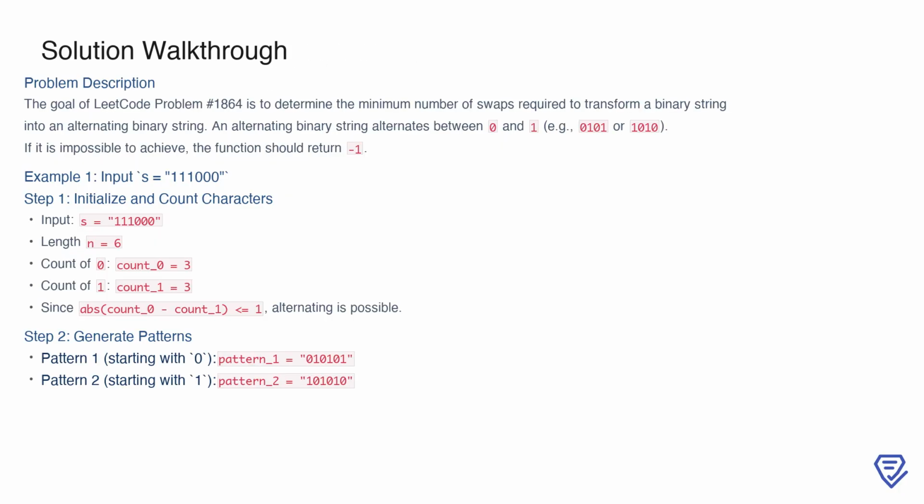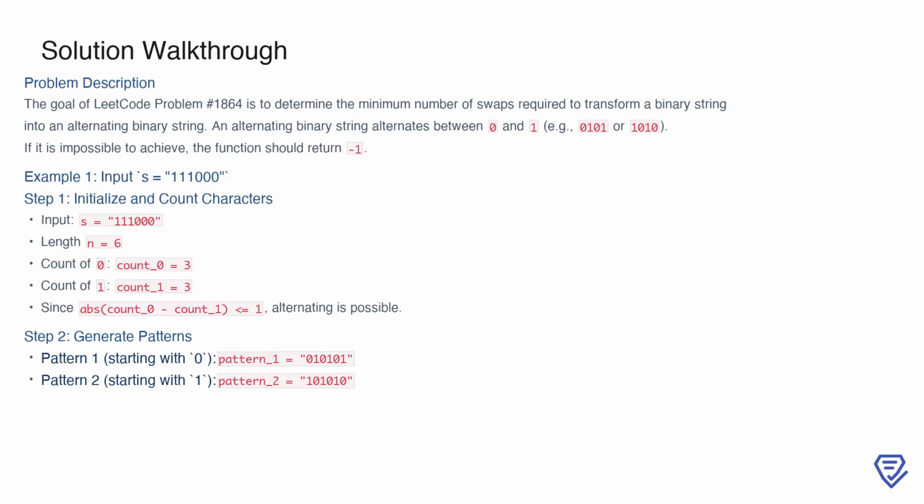The problem we're tackling here involves transforming a binary string into an alternating binary string with the minimum number of swaps. An alternating binary string is one where the digits alternate between 0 and 1, such as 0101 or 1010. If it's not possible to achieve this transformation, the function should return -1. Let's start with the first example where the input string is s equals 111000.